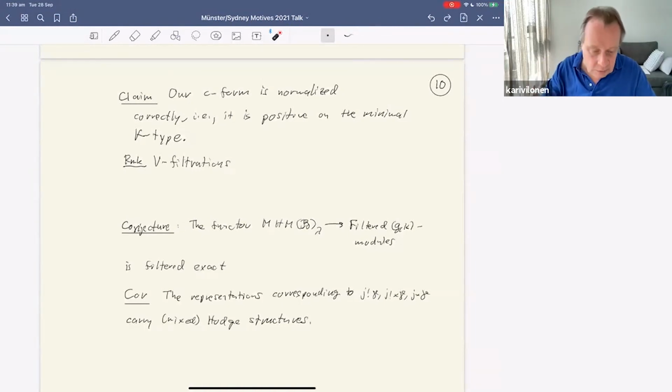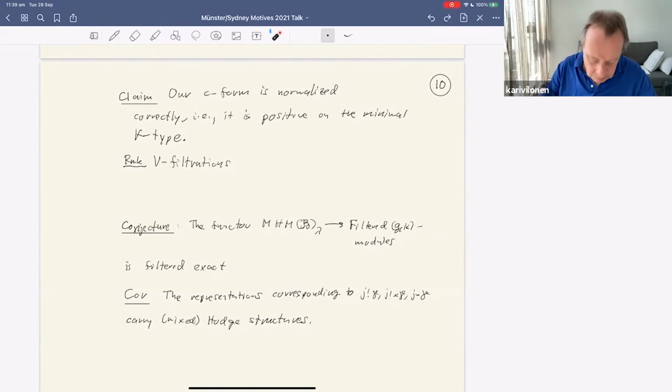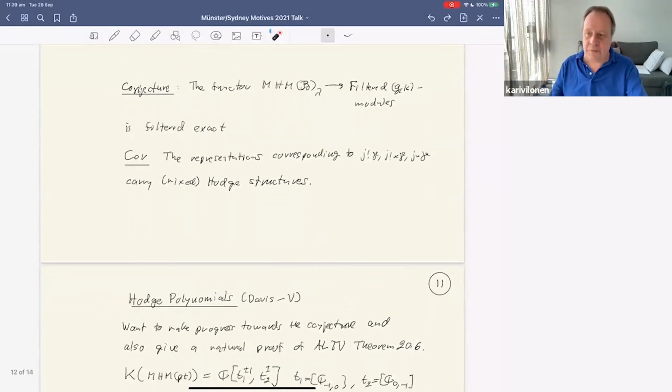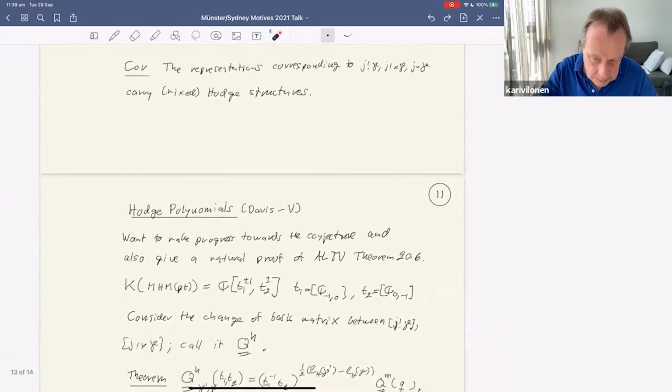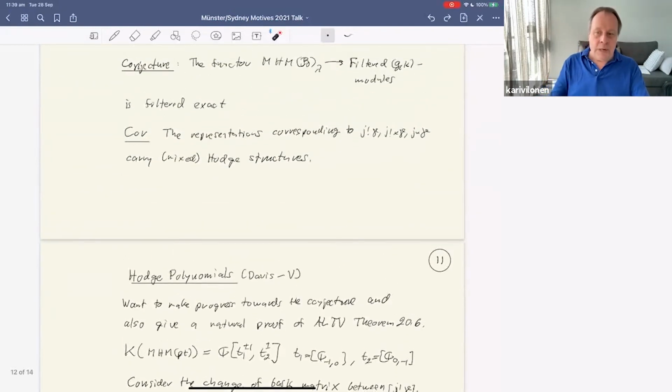Now, let me finish by explaining what Dougal and I do. I am bold enough to say that this probably goes quite far in actually proving this thing, so let me try to explain that. This is the thing with Dougal. The goal is to make progress towards this conjecture and at the same time give a natural proof of this main theorem of ALTV.